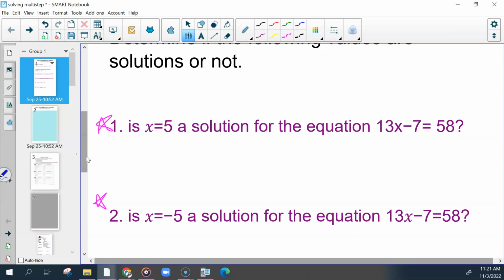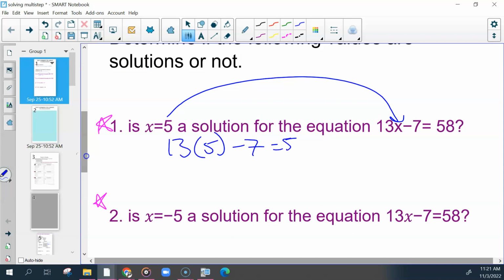Substitute the x for 5. So basically we're evaluating our solution to see does it work or not. So we're going to put 5 in for x. And then we're going to figure out if at the end they're the same. If they are, it is a solution. If they're not, it's not.